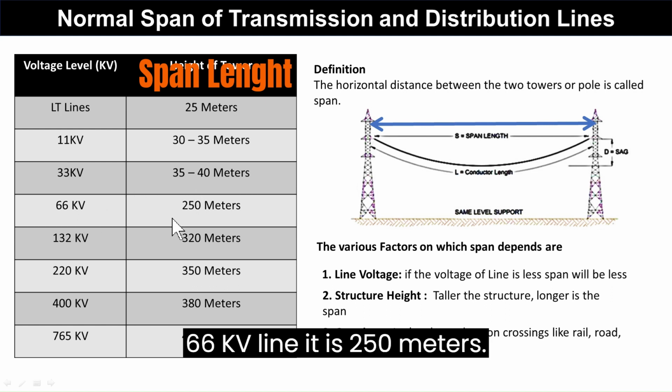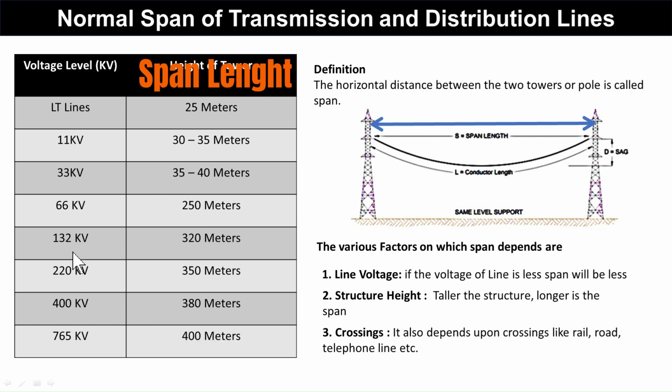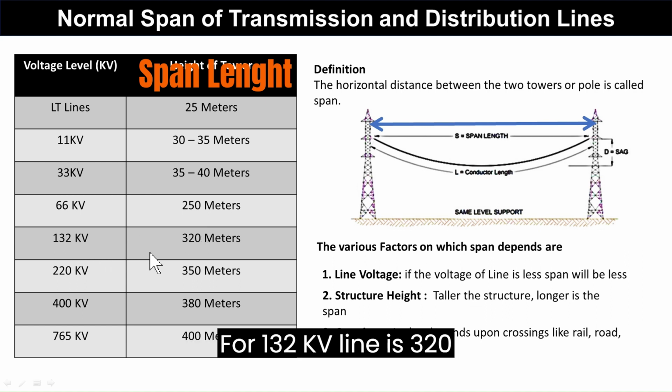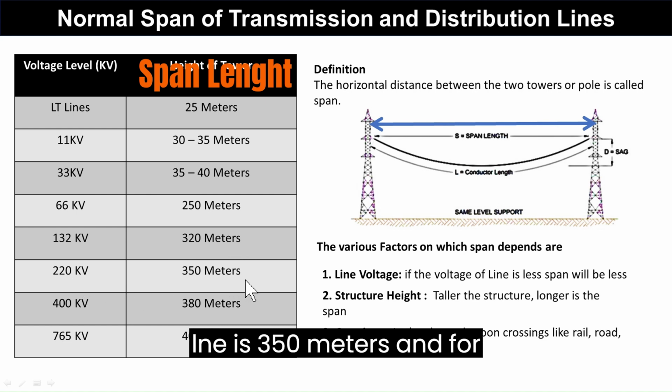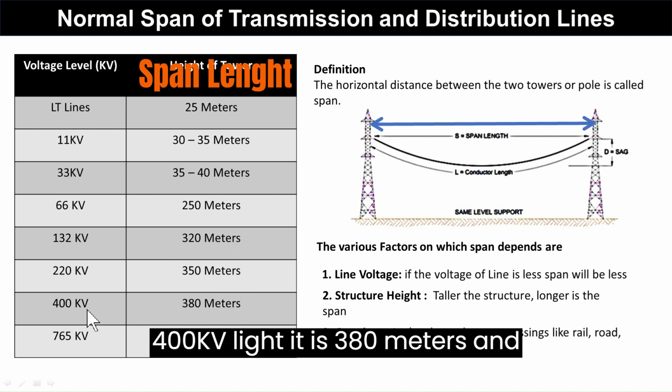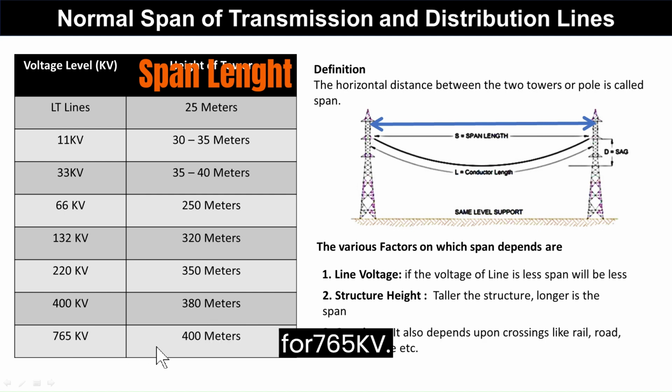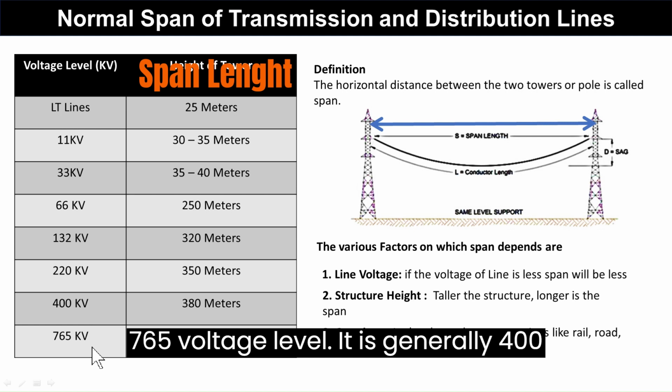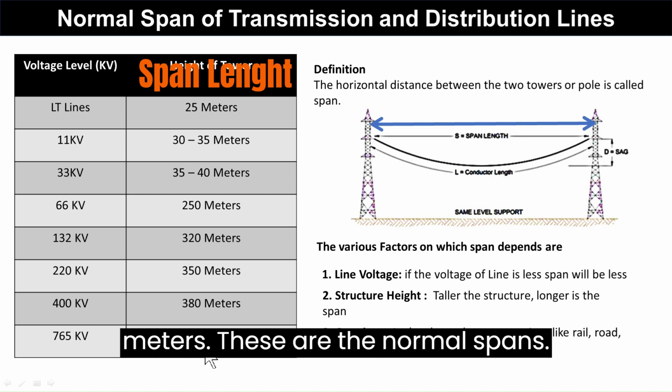For 66 kV line, it is 250 meters. For 132 kV line, it is 320 meters. And for 220 kV line, it is 350 meters. And for 400 kV line, it is 380 meters. And for 765 kV voltage level, it is generally 400 meters. These are the normal spans.